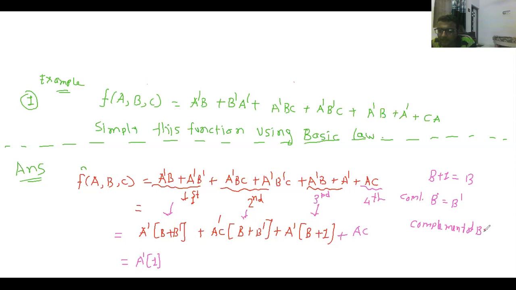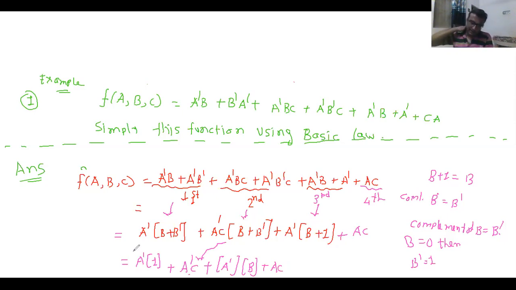Complement of B equal to B dash. So here B plus B dash equal to 1. Why? Because if B equal to 0, then B dash equal to 1. So 0 plus 1, obviously 1. So we can say that B plus B dash equal to 1 plus A dash C plus, here also it can be considered as a 1. Here A dash B plus 1. B plus 1 equal to B plus AC.